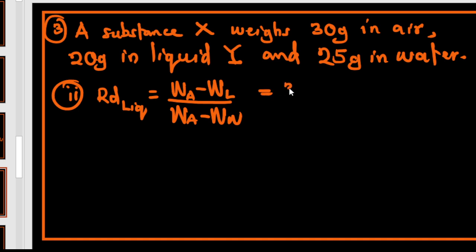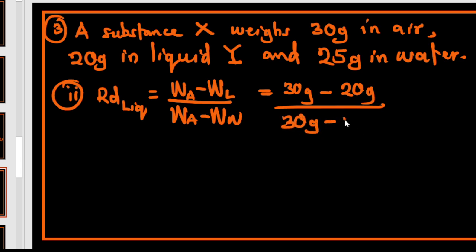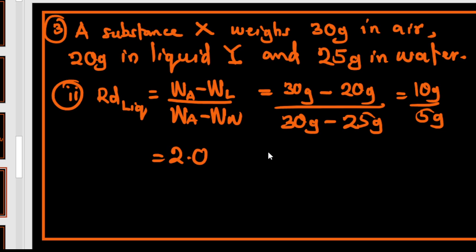Weight in air is 30 gram. In the liquid is 20 gram. Air, 30 gram. In water, 25 gram. That's 10 gram over 5 gram. So that gives us what? 2.0. Therefore, the density of the liquid will also be what? 2.0 gram per cm cube.